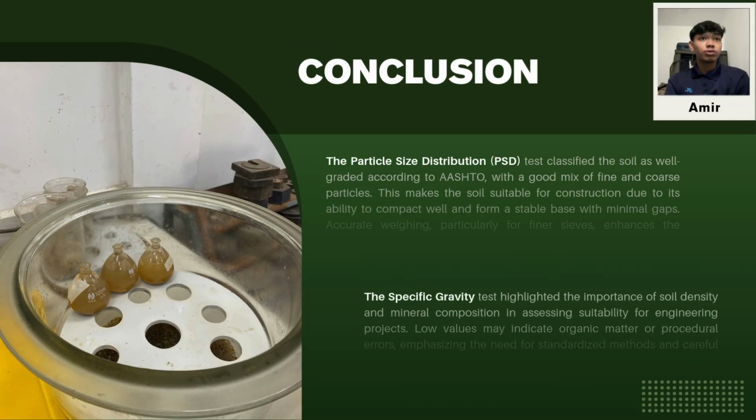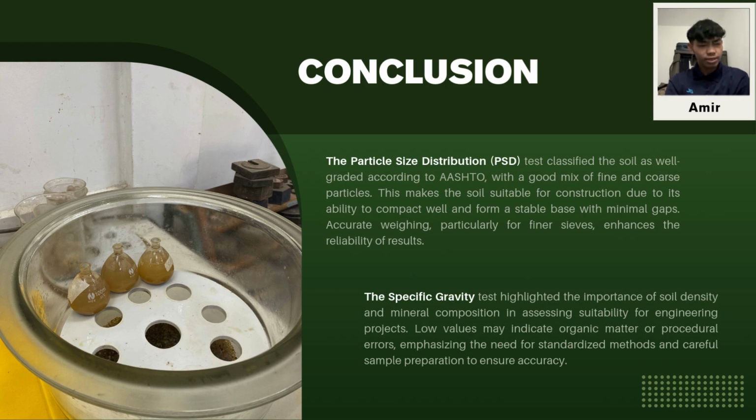Now we go to our conclusions. I will start first with the particle size distribution test. The PSD test classifies soil based on particle size and distribution. Using the AASHTO classification, the soil tested was well graded, combining fine and coarse particles. This grading ensures the soil can compact effectively, creating a stable foundation with minimal gaps. It is also important to enhance the accuracy of PSD results with precise weighing, especially for finer sieves.